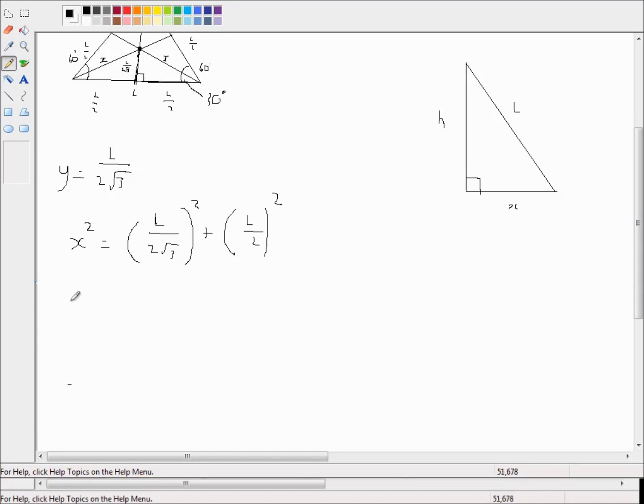Okay, so squaring these is a piece of cake. x squared is equal to L squared over 4 times 3. 2 squared is 4, root 3 squared is 3. And then that's plus L squared over 2 squared, which is 4. So that 4 times 3 just becomes 12. Now if I multiply top and bottom by 3, this becomes 3L squared divided by 4 times 3, which is 12.